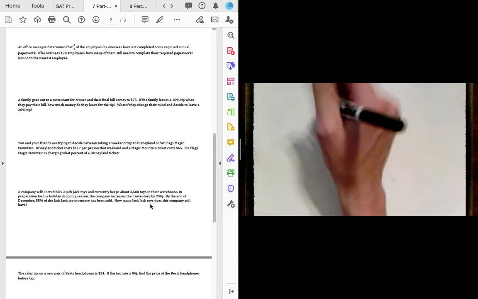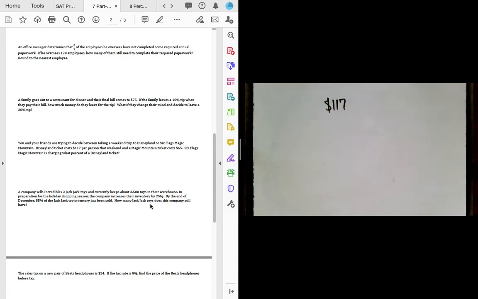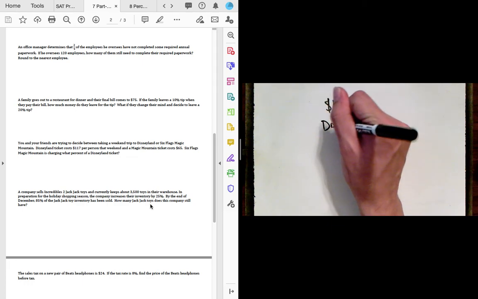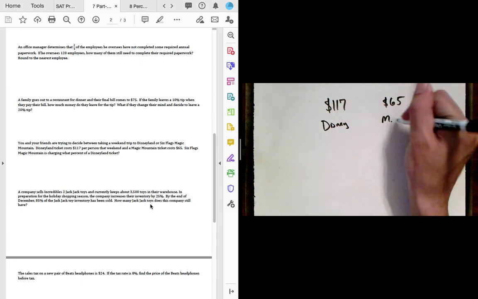Disneyland costs $117 per person. I don't even know, this is dated a couple of years now. It's probably more than that. Oh yeah, it says per weekend, but no, that's like for a day. And Magic Mountain costs $65. So here's Disney. And then we got Magic Mountain, which was $65. I'm just going to call it MM.